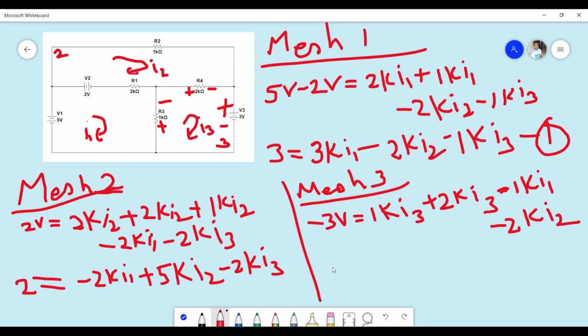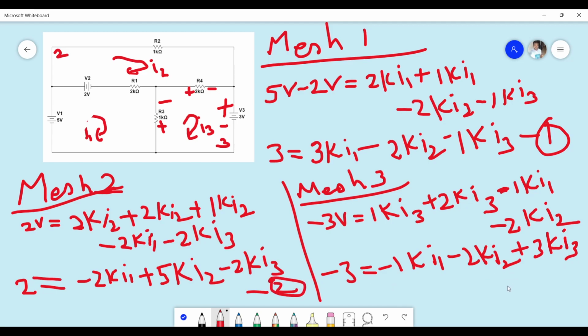So rearranging the equation, we can write it as minus 3 is equal to minus 1k I1 minus 2k I2 plus 1 2 is 3k I3. So this is going to be equation 2 and 3. Now substituting all these three equations and solving it with the simultaneous equation method, we will be able to get our solution.